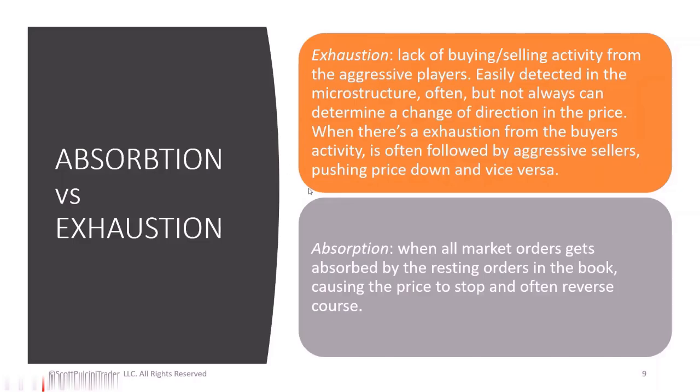We're going to show some further details, but what is most important is, when you see the market buyers or market sellers running out of steam, when there is a lack of activity from those aggressive participants, then the price is likely to go to the other side. Absorption is pretty much the opposite. It's when all market orders get absorbed by the resting orders in the book, often causing the price to stop and reverse course.